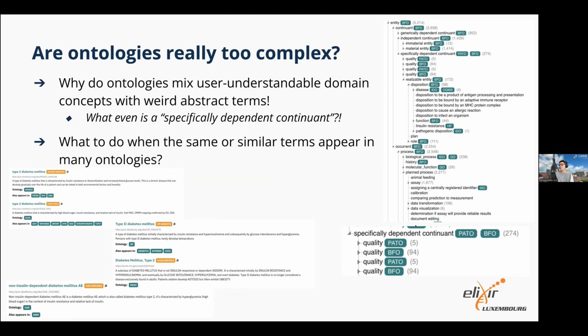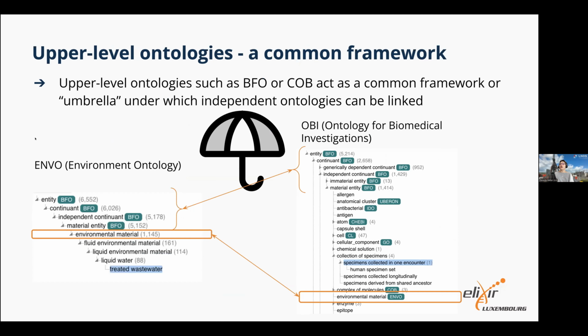Another really common challenge that people find is that the same or similar terms appear in many ontologies. So just this one example here has quality listed 4 times, including rather badly from the same ontology. What are you supposed to do with that? Or if you search for type 2 diabetes, you get dozens and dozens of results from different ontologies. How do you pick?